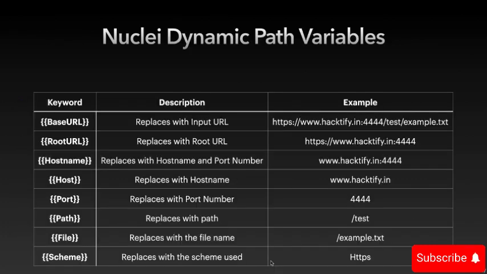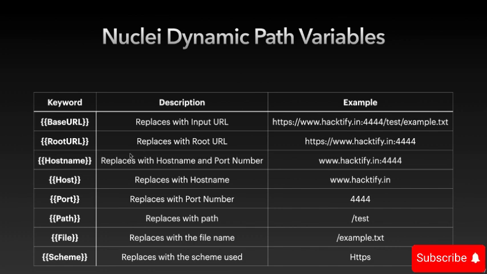There are also dynamic path variables that you should keep in mind while you are going to write a custom Nuclei template. As you can see over here on your left, here is the keyword, here is the description for each keyword, and the example as well. Let us understand the first one, which is the base URL. Whenever you see base URL in the template, it will replace the base URL variable with the input URL that you have supplied. So the example would look something like this.